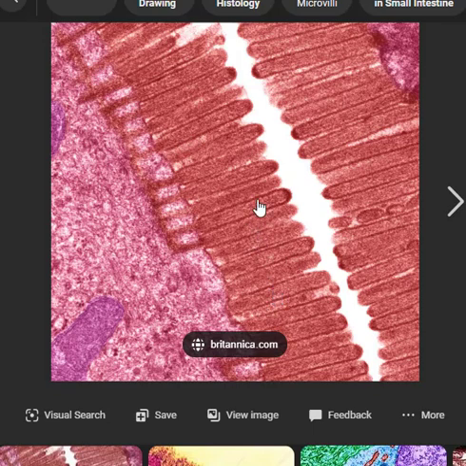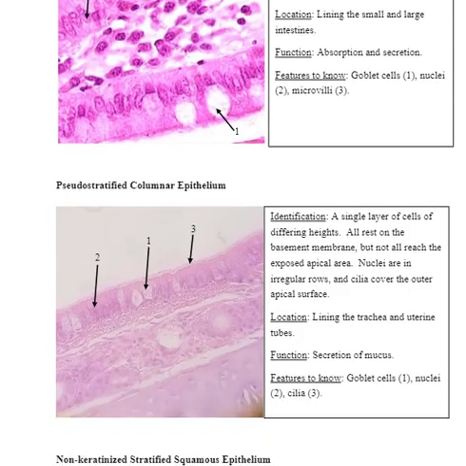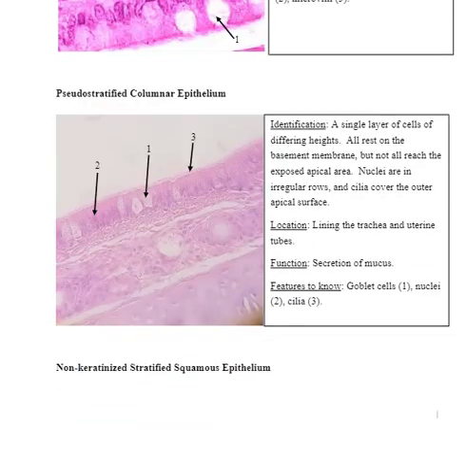So you get frustrated if you think this is what it's going to look like under your light microscope, because it's not. So there it says the function of those cells is absorption. So these cells are doing the absorbing of food, and the secretion is being done by these goblet cells that are interspersed along there. So let's go look at some pseudostratified.